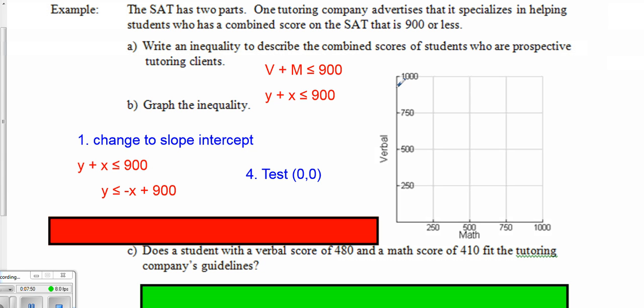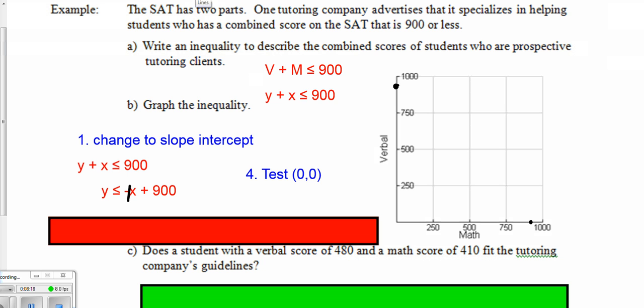This 900 means we're starting right about here, 900. This negative, remember there's kind of a hidden 1 here, negative 1 means we're going down 1 over 1, down 1 over 1, down 1 over 1. We're going to do that all the way from here down until we hit 900 over here. I'm just going to put my 2 dots here first before I draw in my line.